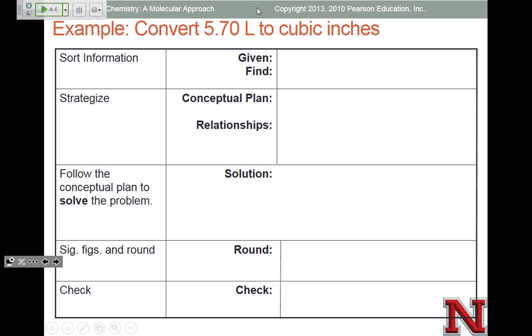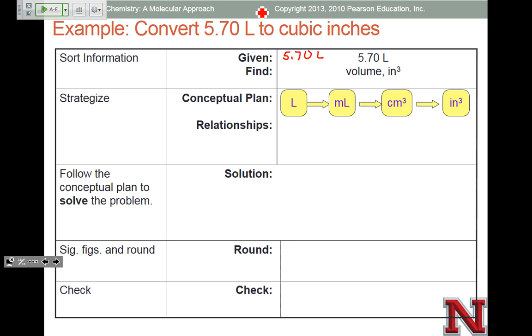So let's look at an example. Again, this was from the quiz. 5.70 liters to cubic inches. So we're given 5.70 liters, and we want to know, oh, it's already in there, volume in inches cubed.